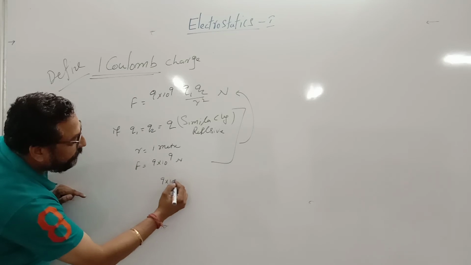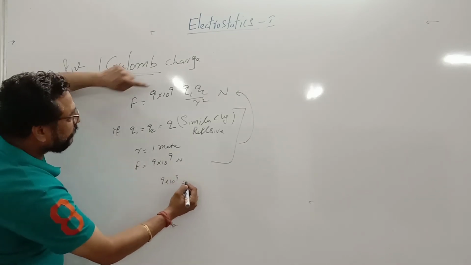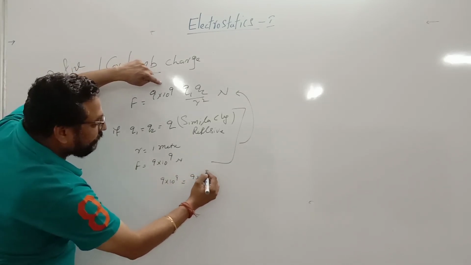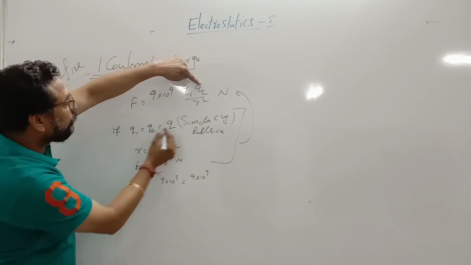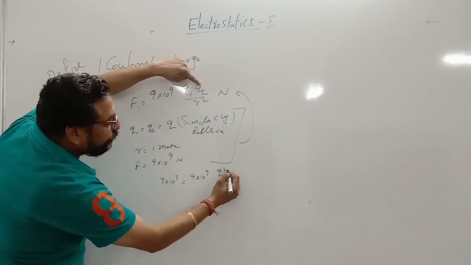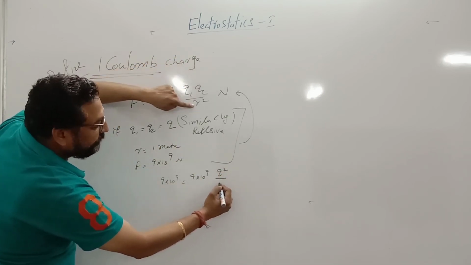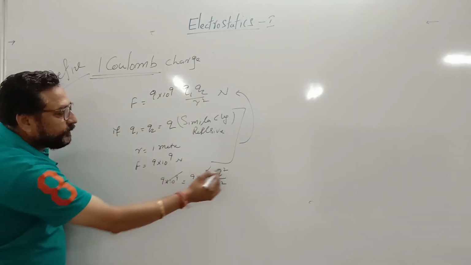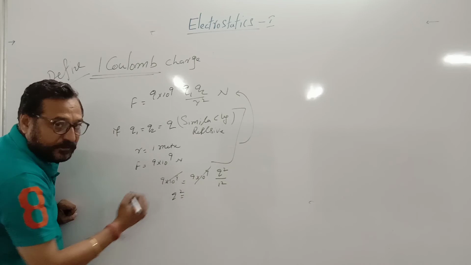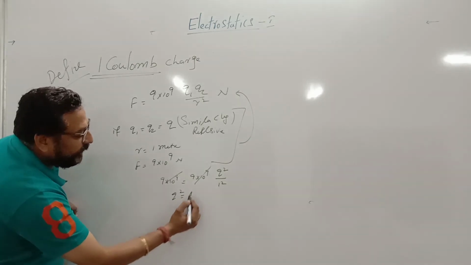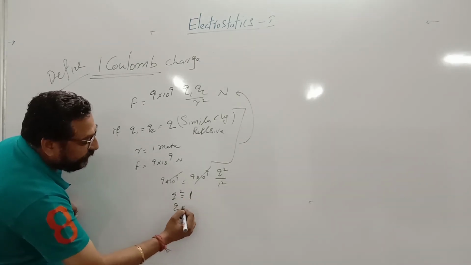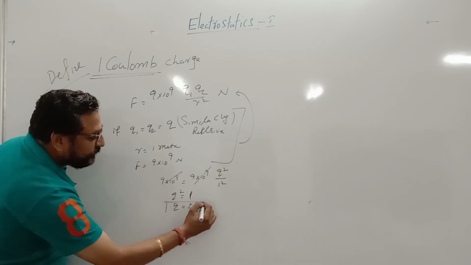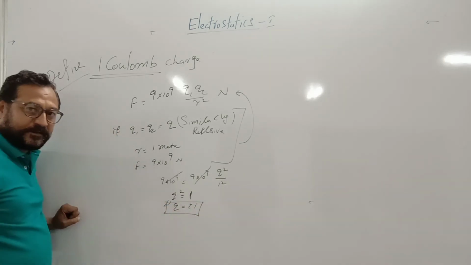Putting all these values in this formula, you define what is 1 Coulomb right now. 9 into 10 to the power 9 equals 9 into 10 to the power 9 times Q1 into Q2, which is Q square, upon 1 meter square. Correct? Cancel. Then Q square is equal to plus 1, and then Q is equal to plus or minus 1. This is 1 Coulomb charge.